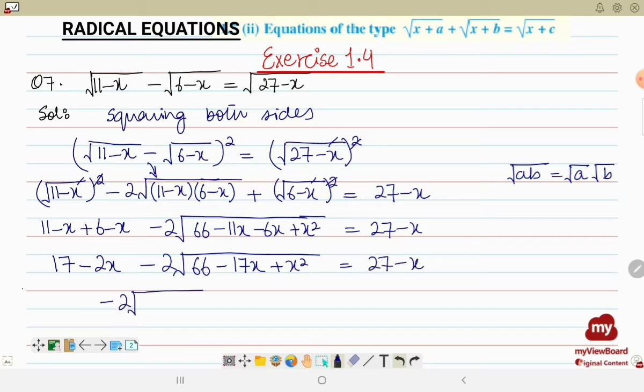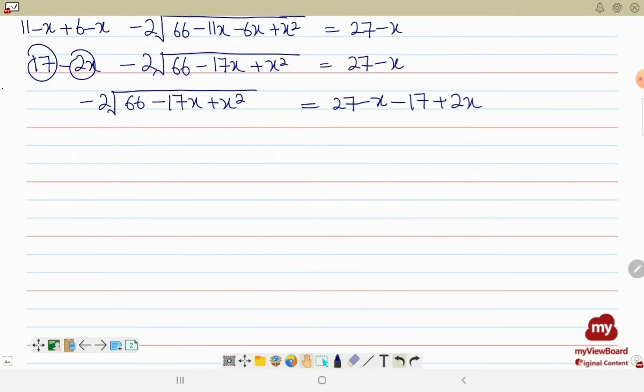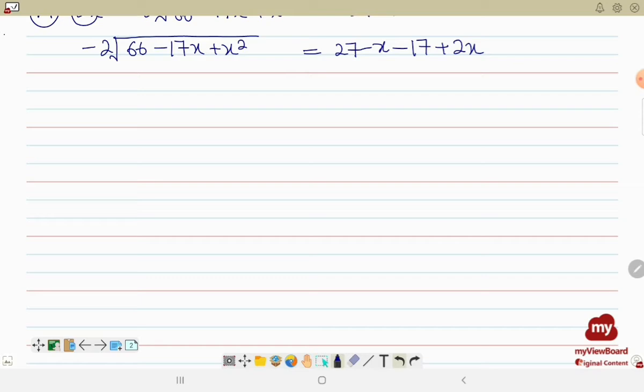So we'll move these two terms to the other side of the equation, so we can have only one term of radical sign on this side. So 27 minus x, and from the left hand side we are moving 17 to this side, it becomes minus 17, and it will become plus 2x. We'll further solve, just simplify the right hand side. 27 minus 17 becomes 10, and since we are having x with a plus sign, plus 2x minus x becomes x, and we are going to have plus 10 here.